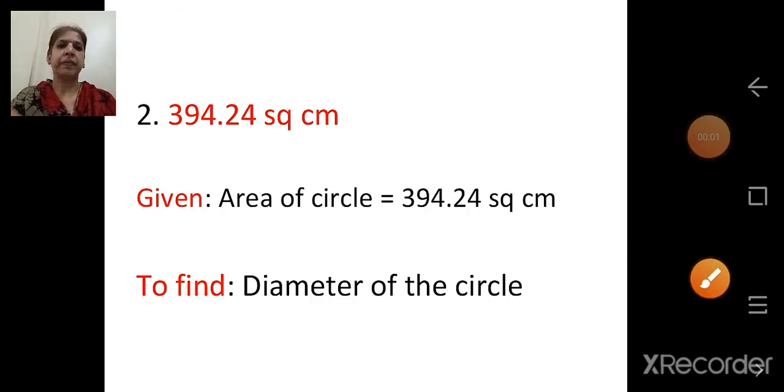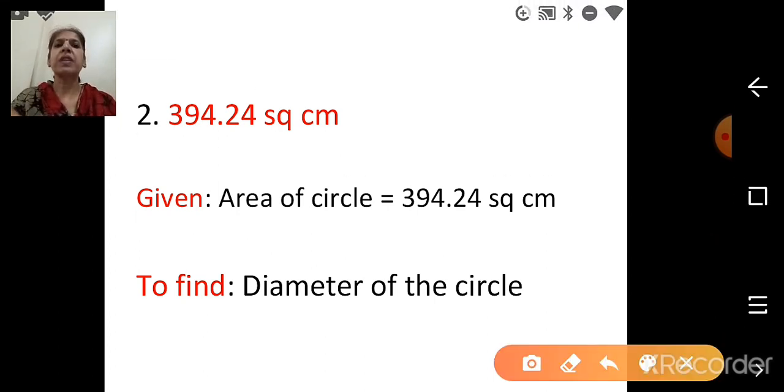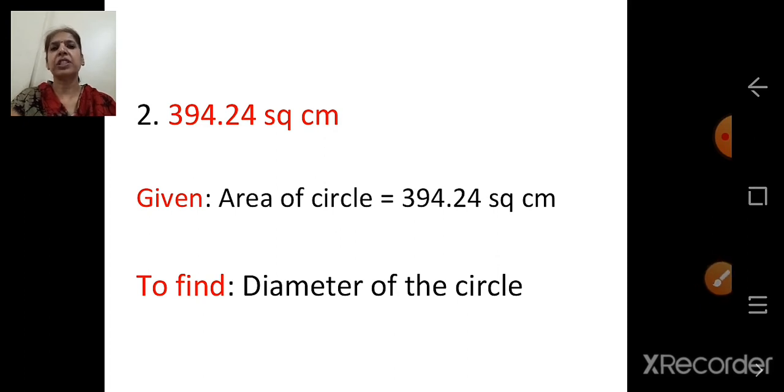Second question. It is also the same kind. Area is given, find diameter. 394.24 square centimeter. Area of circle given is, so first what will we do, write given. Given area of circle is equal to 394.24 square centimeter. To find, what do we have to find here? Diameter of the circle. Steps are the same, only a decimal is there. That calculation we have to do.